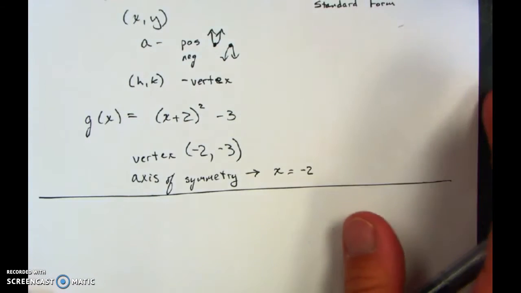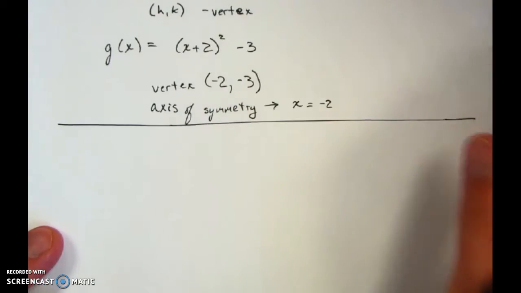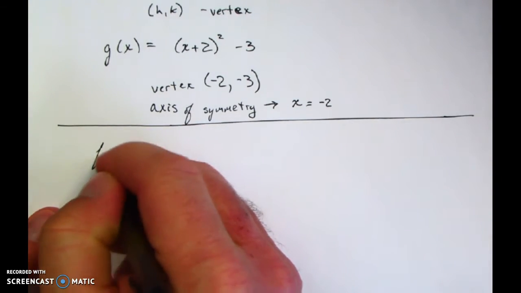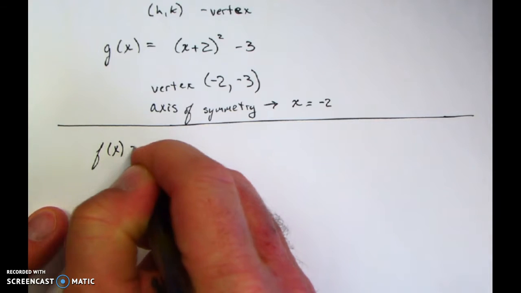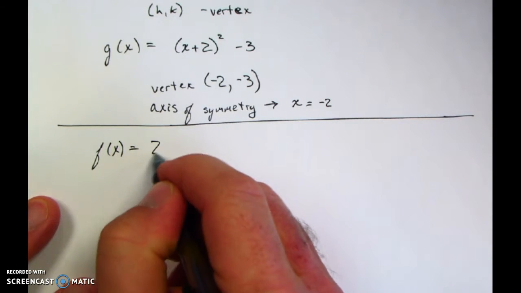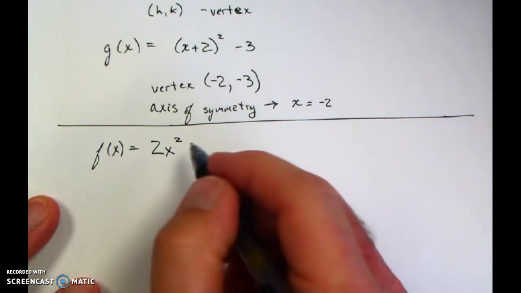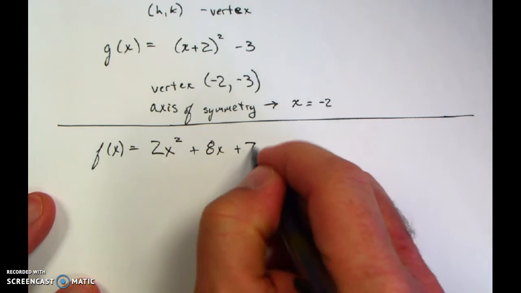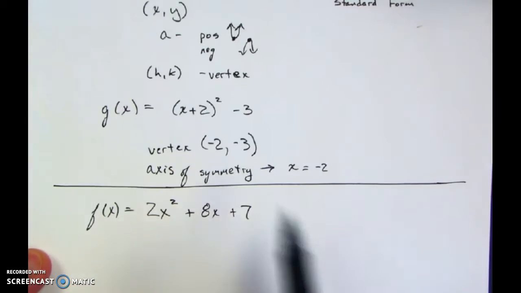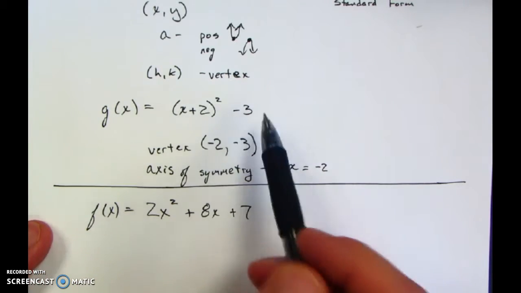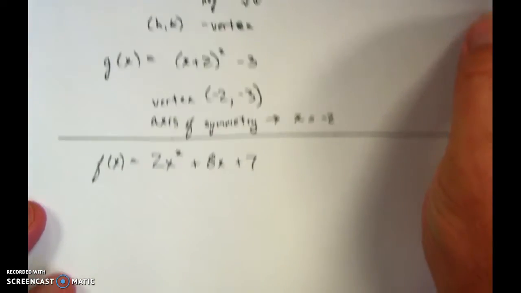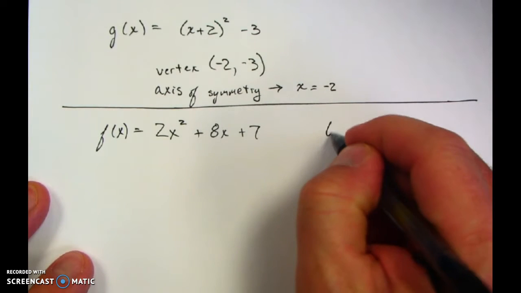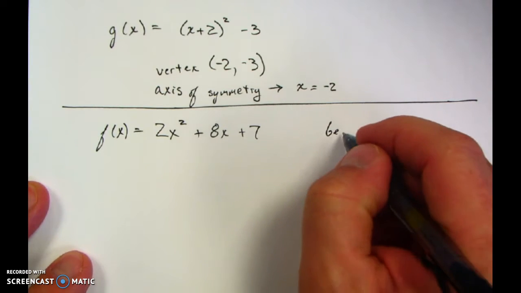Now what we would call general form would be something in the nature of, let's say we have f of x is equal to 2x squared plus 8x plus 7. So basically what we have is, if this is FOILed out and simplified and you combine like terms, that is what then is referred to as general form.